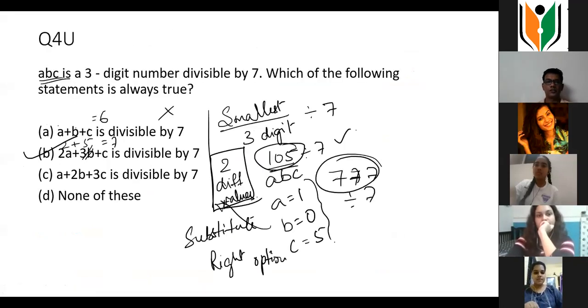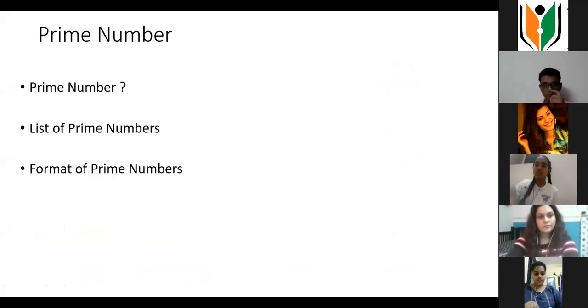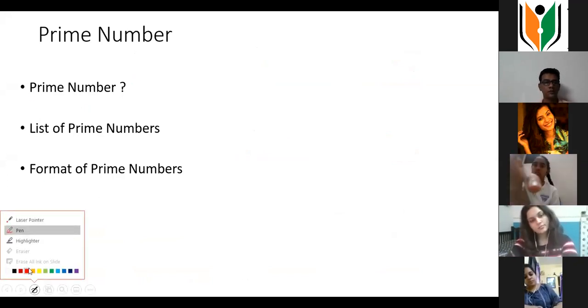So we understood this. Now let's get into the next set of numbers. So prime numbers, list of prime numbers, and format of prime numbers is what we are going to deal with now, right? I'm taking it quite slowly.